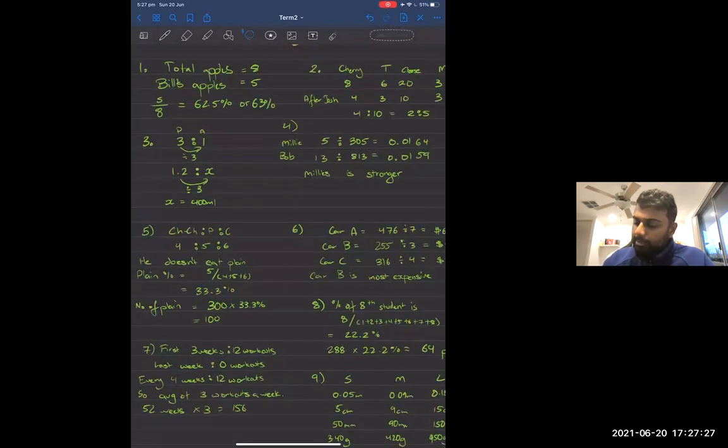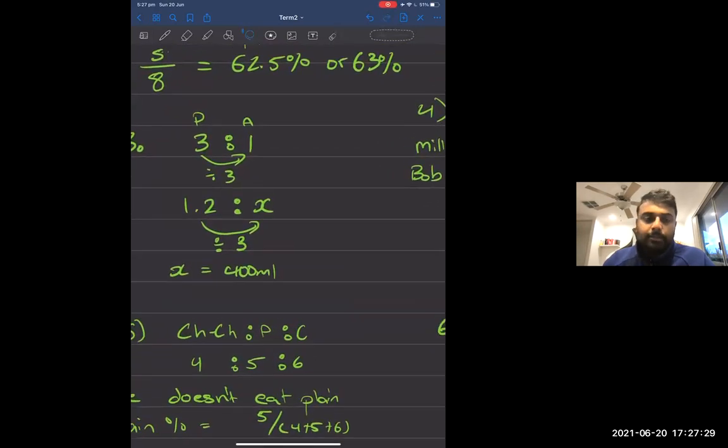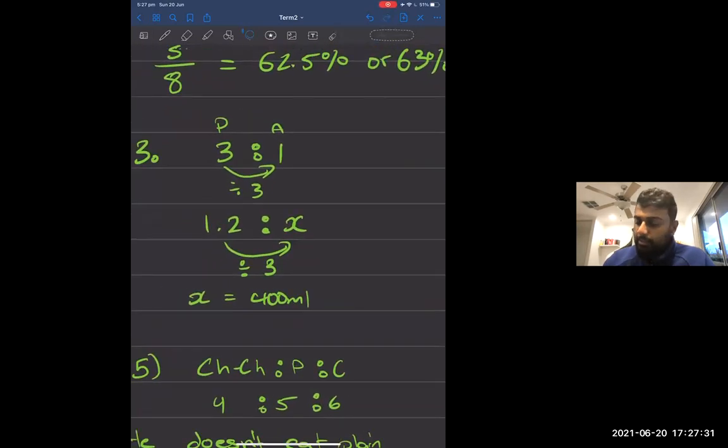Okay, so question number 3. The paint to acetone ratio is 3 to 1, right? So for every one part of acetone, you need to have 3 parts of paint. But in the question, we had 1.2 liters of paint, and we needed to find out how much acetone, right? We know that the paint is always 3 times bigger than the acetone, or the acetone is 3 times smaller than the paint. Do you understand?